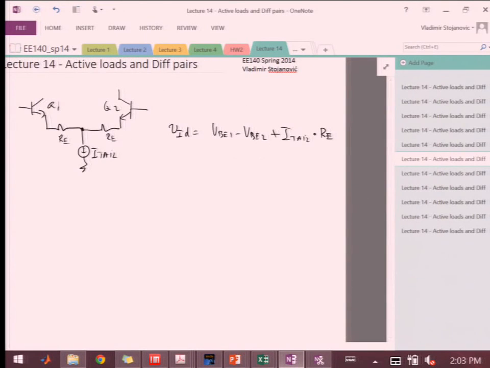So if you try to solve this, okay, you're going to see that it's not that easy because VBE1 and VBE2 contain this factor, I-tail, right? And so you'll end up with this sort of a transcendental equation because you have a log and then a linear term outside. And if you write a numeric program, you'll be able to solve it.